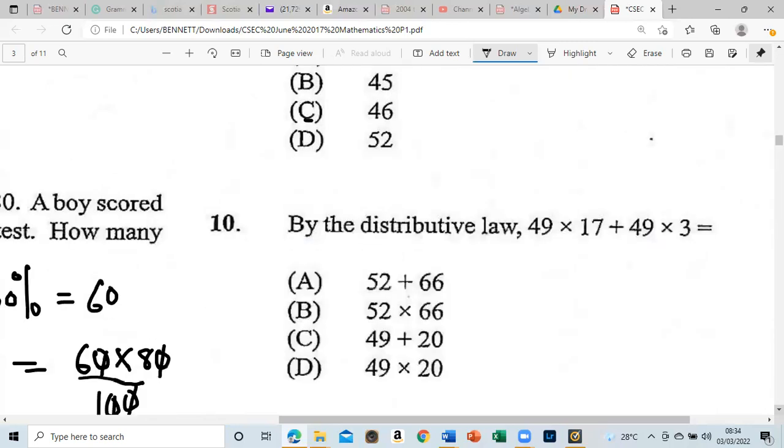By distributive law, 49 times 17 plus 49 times 13 is the same as, alright, first we take out what is common, so that's 49. Then we add these, so 17 plus 3 is 20, so that will give us D for our answer.